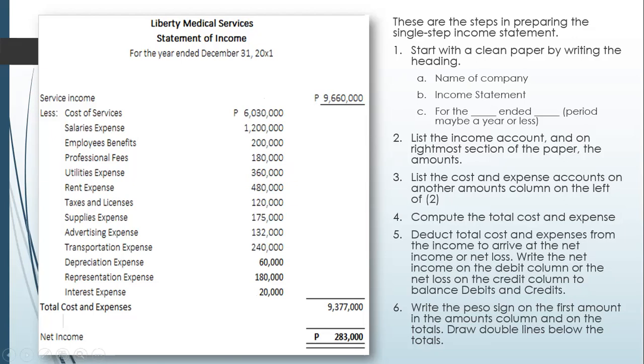Next is list the cost and expense accounts on another amounts column on the left. So, these are the cost and expense accounts. Yan po ito po yung cost and expense. So, may naka-less. Then, in-indicate niya lahat ng expenses, up to cost of service, up to interest expense. Then, nasa left lang siya.